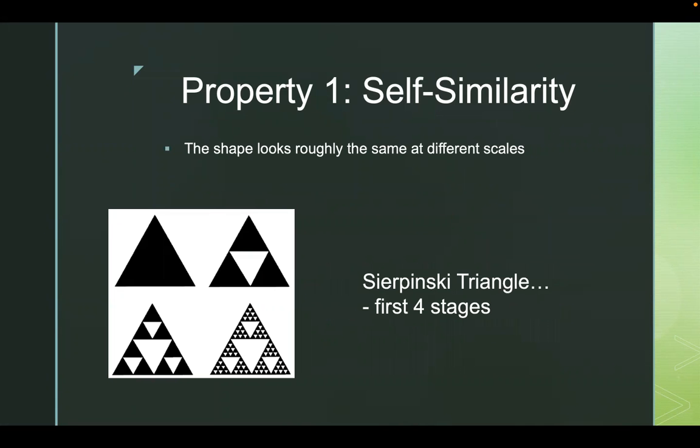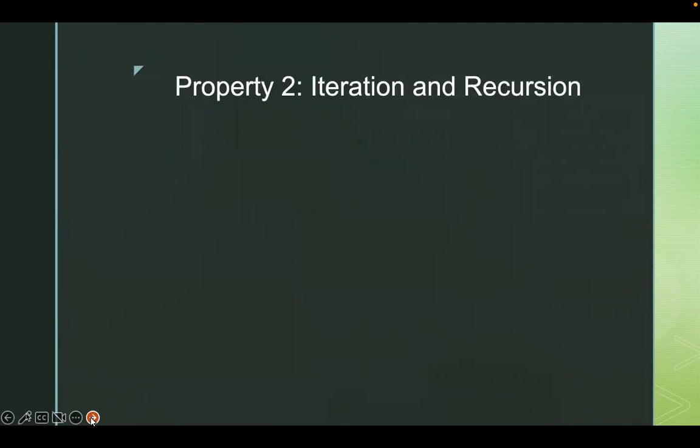And then the next one, we do the same, right? So you're just constantly breaking it apart. And so you can see like every time this image is just continuing to be broken down. So it looks the same, no matter which one you're looking at, just some are bigger and some are smaller, right? Then property 2, iteration and recursion.